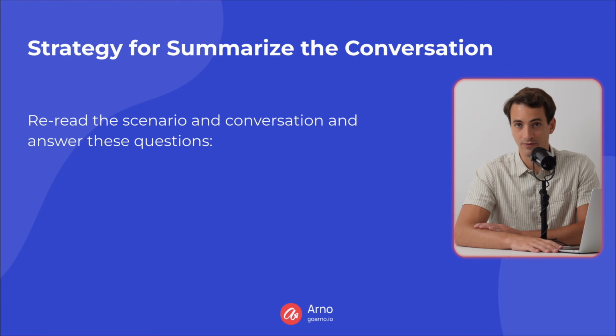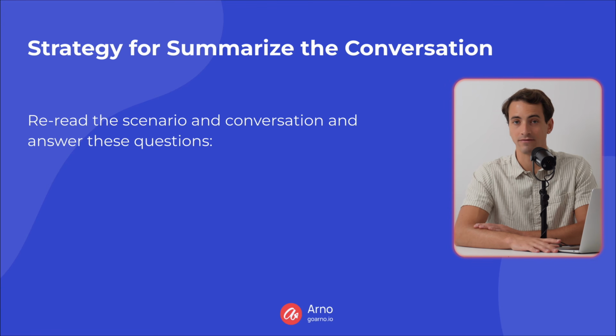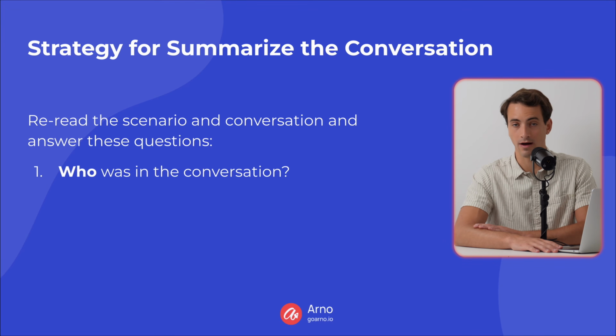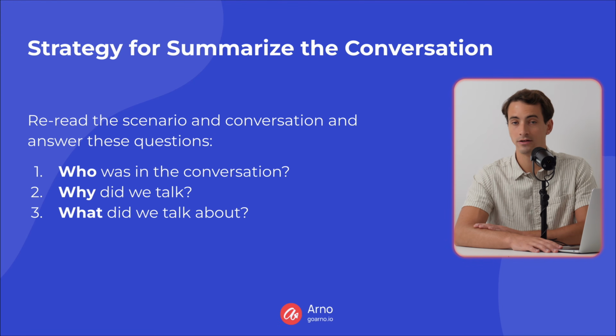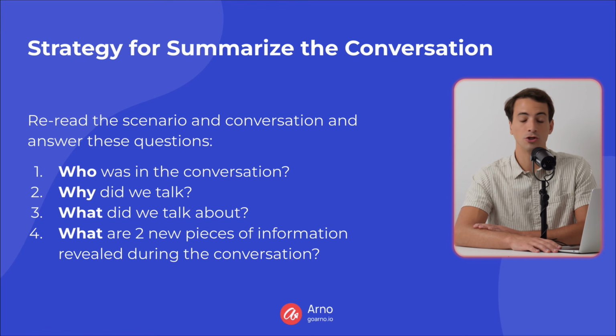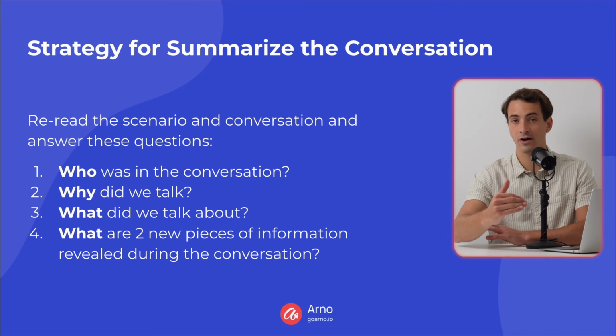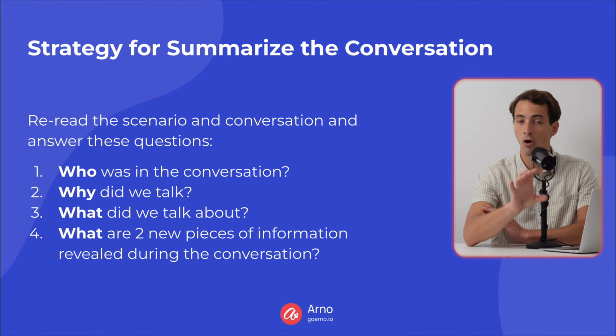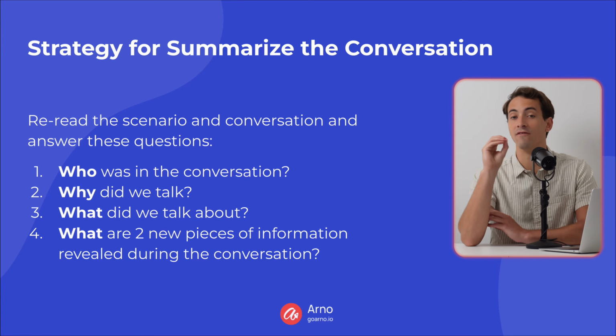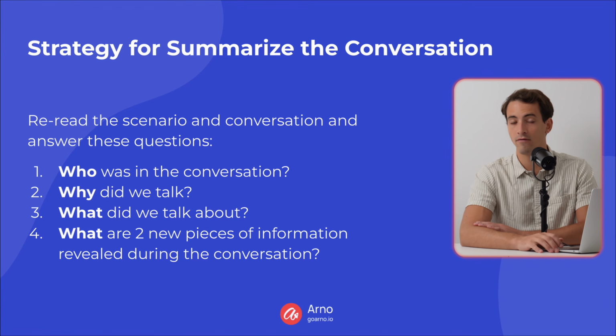So the strategy for summarize the conversation is as follows. Reread the scenario and conversation and answer these questions. Who was in the conversation? Why did we talk? What did we talk about? And what are 2 new pieces of information revealed during the conversation? If you can answer these 4 questions while you are reviewing the scenario in the conversation, you have all the information you need to write a very high-scoring summary of the conversation.